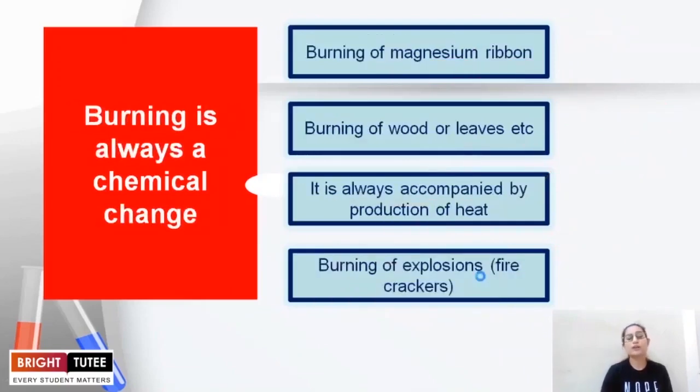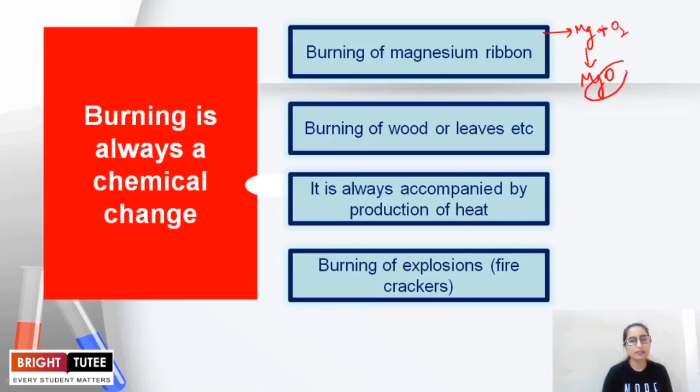Now burning is always a chemical change. Whenever you burn, it is always a chemical change, and it forms new products, and the initial ingredients or the reactants cannot be obtained back. For example, when you burnt the magnesium ribbon, you had magnesium, right? It formed magnesium oxide by reacting with oxygen, right?